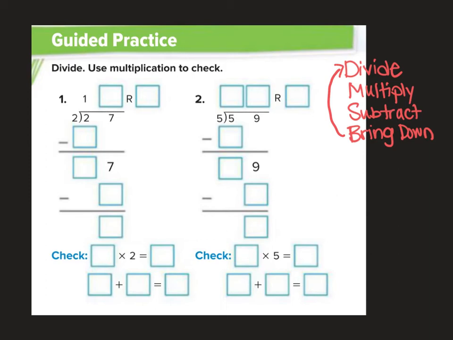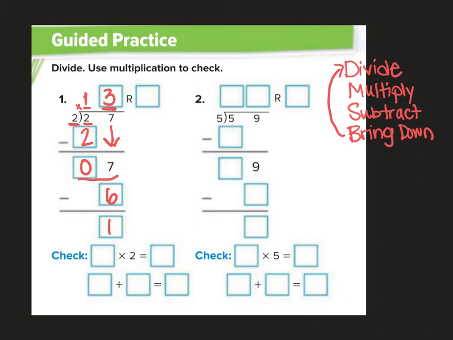Here we go. Divide. 2 divided by 2 is 1. Multiply. 2 times 1 is 2. And subtract. 2 minus 2 is 0. Bring it on down. Bring down the 7. And bring it back up to divide. 7 divided by 2 is 3. Multiply. 2 times 3 is 6. And subtract. 7 minus 6 is 1.